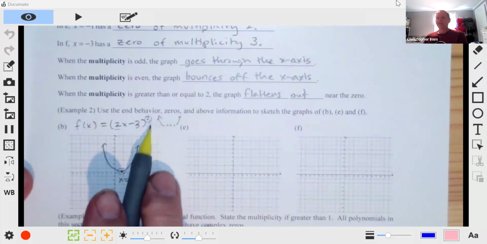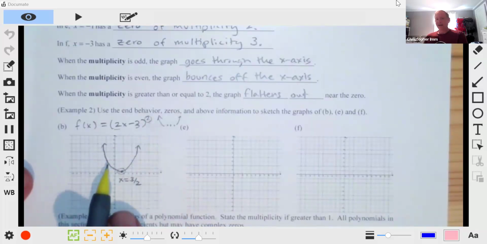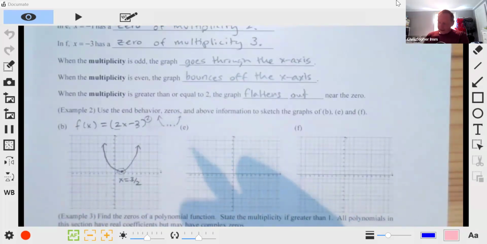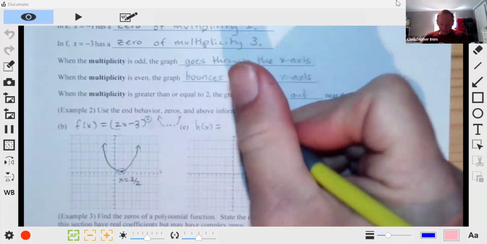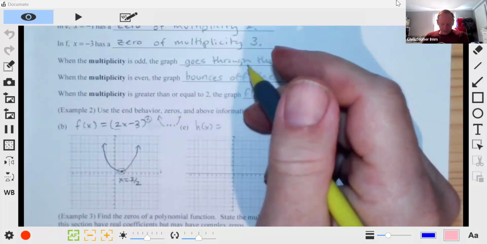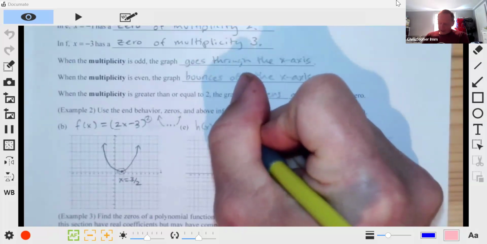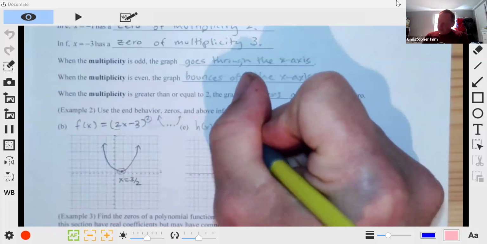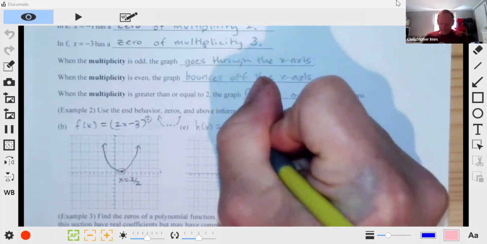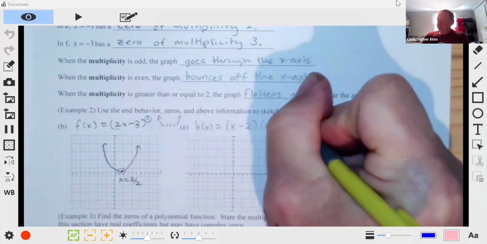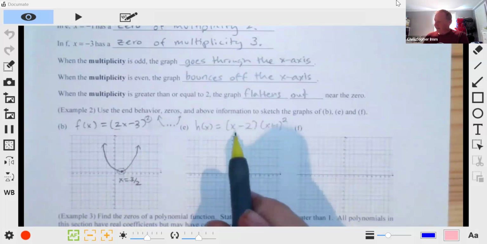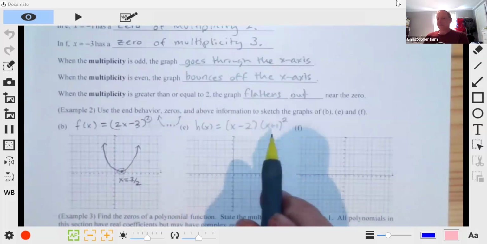So this power on the factor is a square, so it behaves like a parabola at that point. Let's look at e. So e was factored as this. So h of x is equal to x minus 2 times x plus 1 squared. So again, this has a degree of 1, 2, 3, and the leading coefficient's positive.